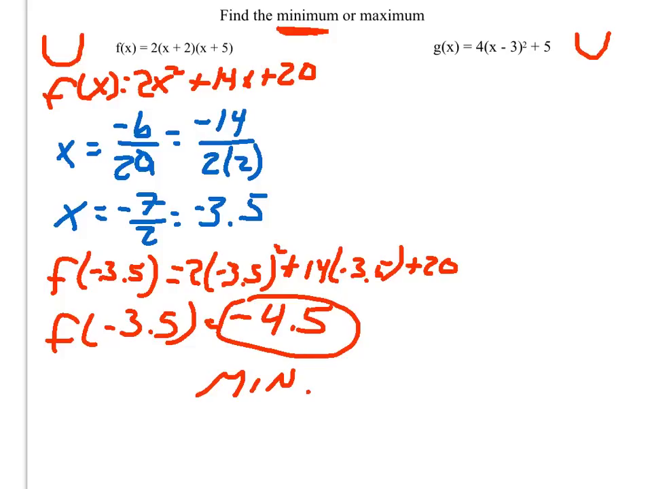And you can do the same thing over here. With this one, you know what g of x is equal to, so find the x-coordinate of the vertex, plug it back in to find the y-coordinate, and in this case, if you go through the work, you will have the x-coordinate would be 3, so g of 3 would equal 5.